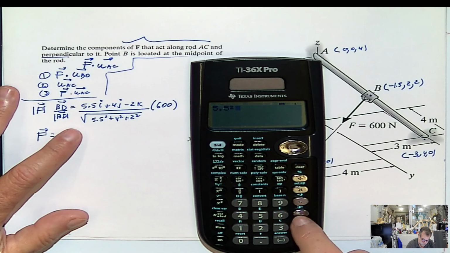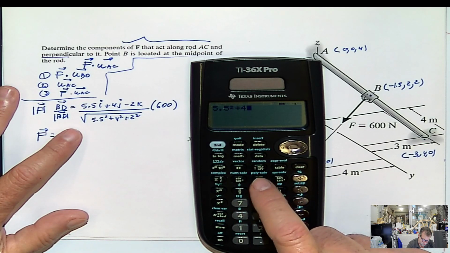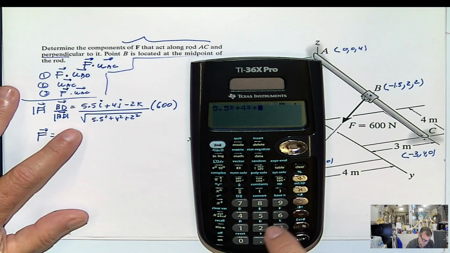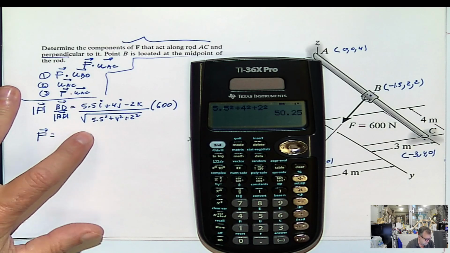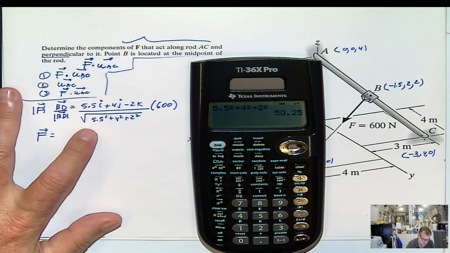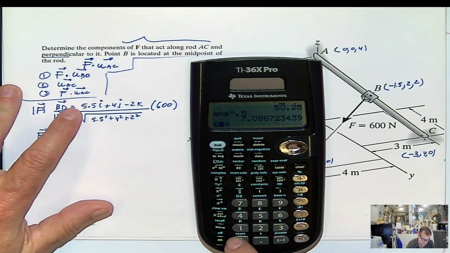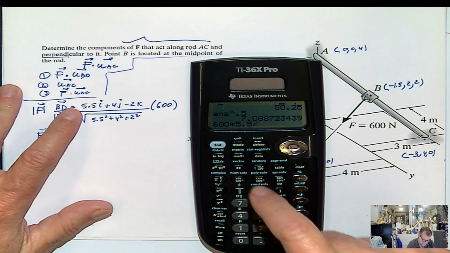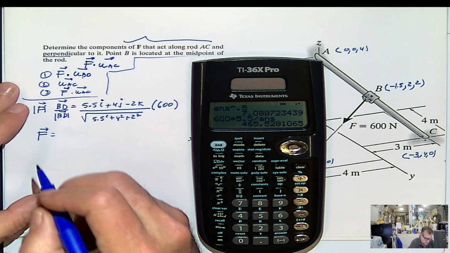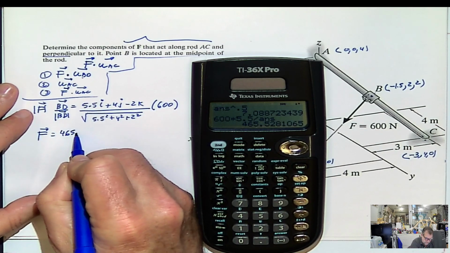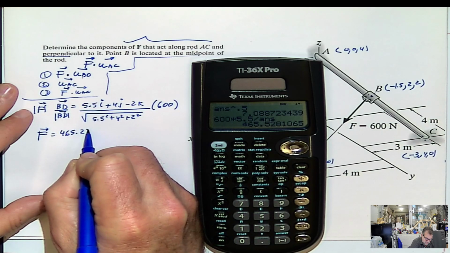Square plus 4 square plus 2 square. 5.5 square plus 2 square plus 2 square, 0.5 square root, 7.0887. Okay, I'm going to do 600 times 5.5 divided by that. That would be 465.28.